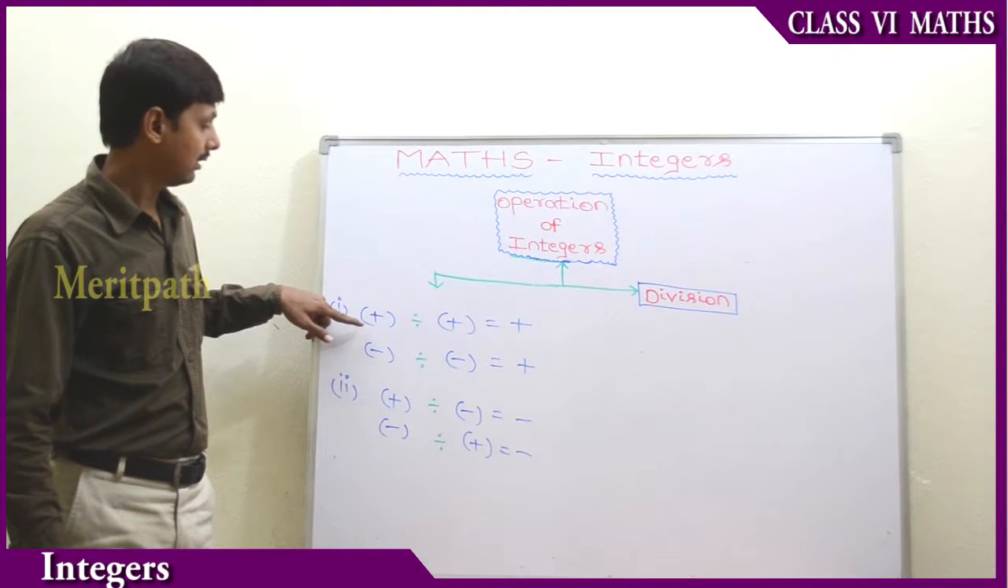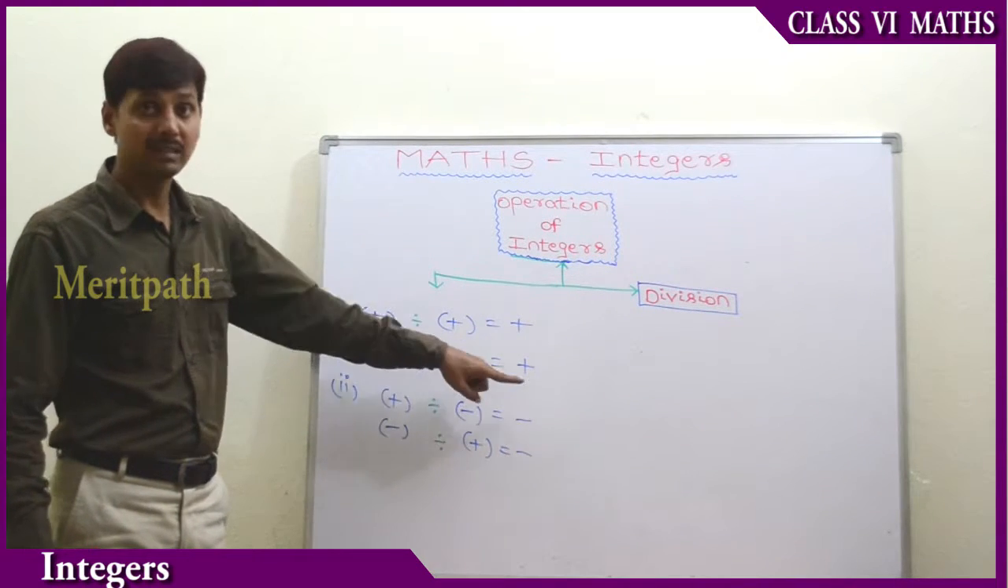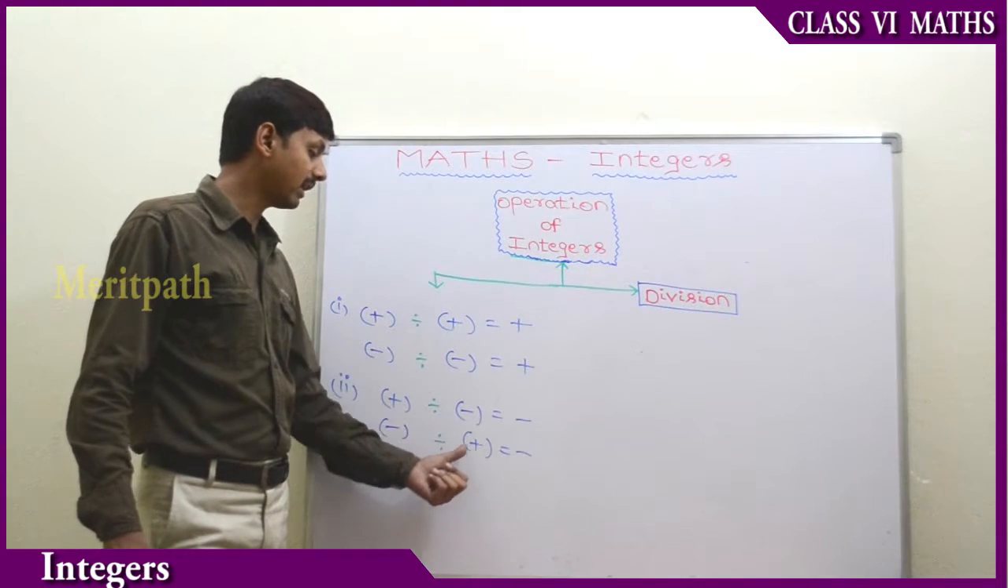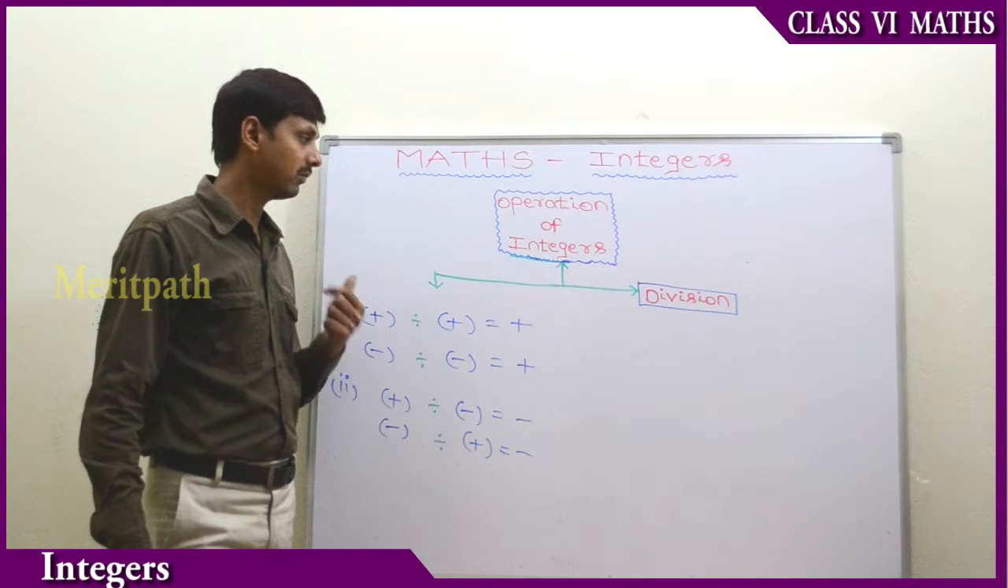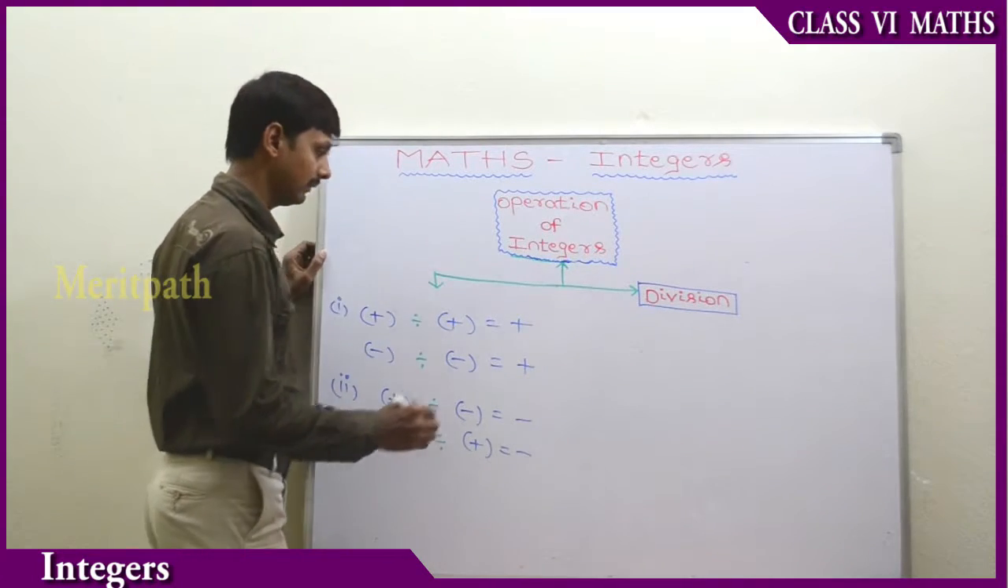Taking an example, plus divided by plus is plus, minus divided by minus is plus, plus divided by minus is minus, and minus divided by plus is minus. Earlier we had discussed all the signs of integers under division. So here, let's take one example for this.